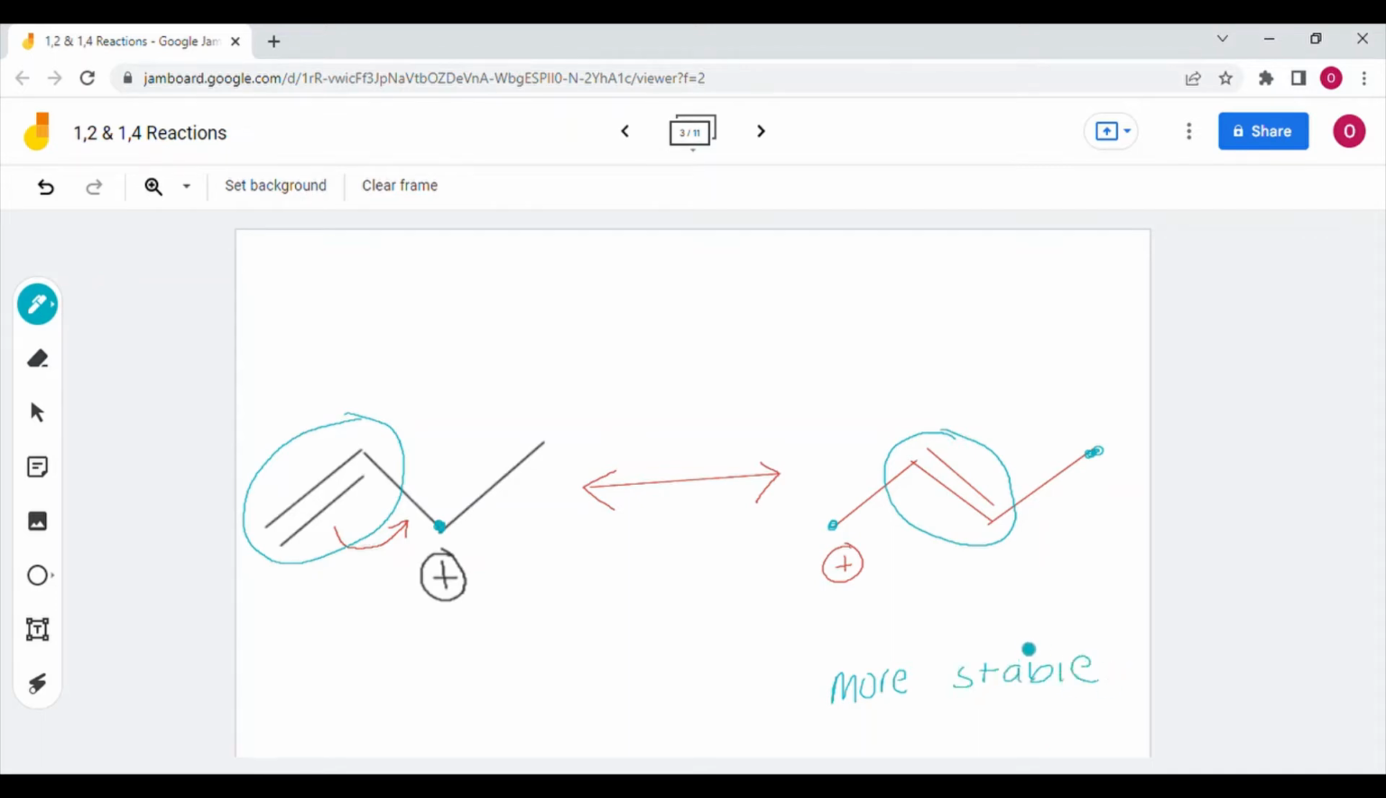And I know some of you might be thinking, oh, the carbocation, this is on a secondary carbocation, whereas this is only on a primary. And while that is true, I think in this case, the stability of the double bond takes precedence.